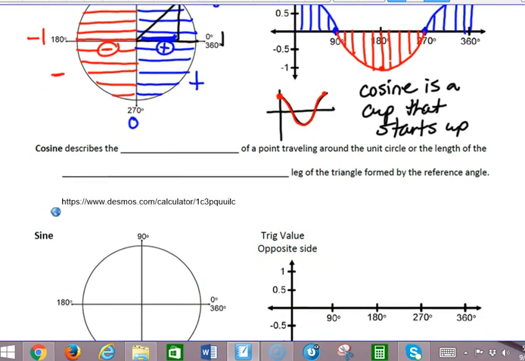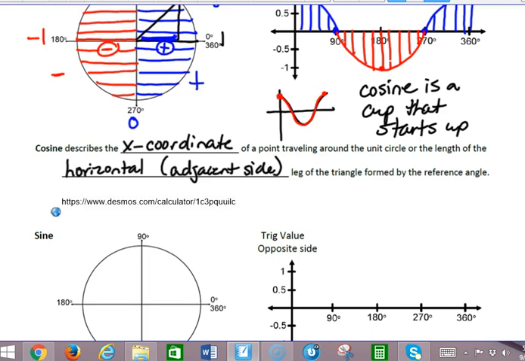To summarize, cosine describes the x-coordinate of a point traveling around the unit circle, or the length of the horizontal leg of the triangle formed by the reference angle. And that horizontal leg is the adjacent side of the triangle.